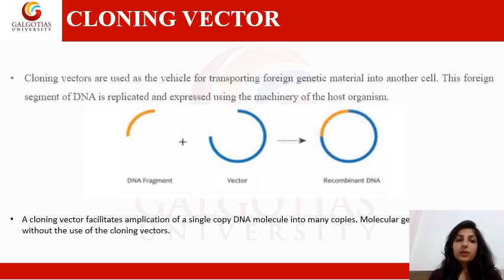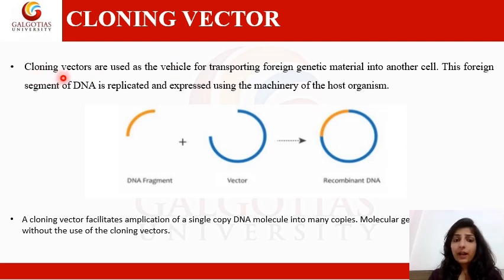Next comes the cloning vector. Your cloning vector is used as the vehicle for transporting foreign genetic material into another cell. So it will act as a vehicle for transporting your foreign genetic material into the body of another cell. This foreign segment of DNA is replicated and expressed using the machinery of the host organism, so that it can express itself.